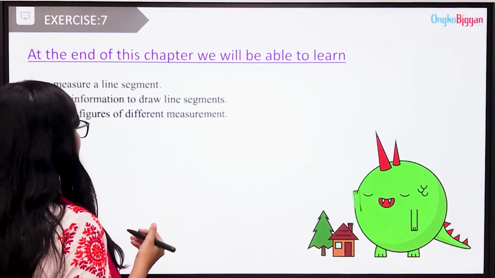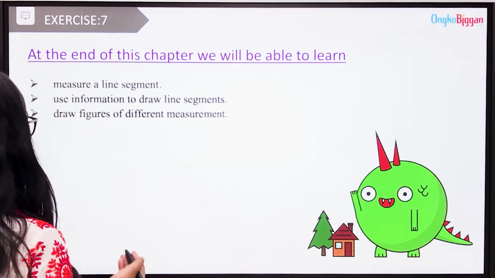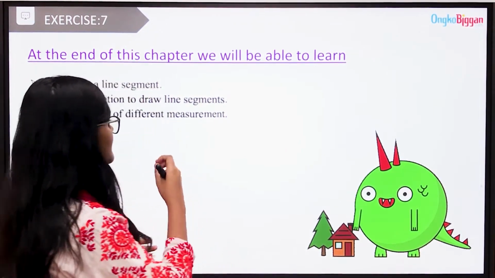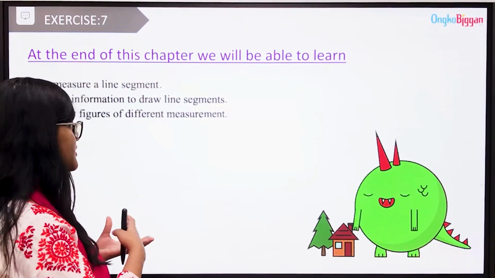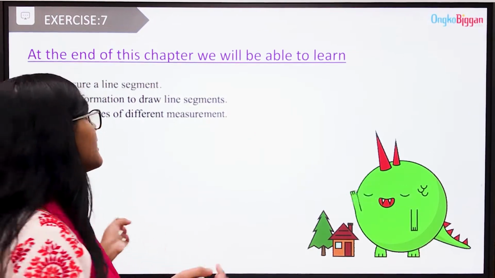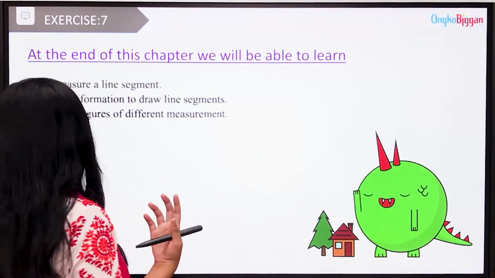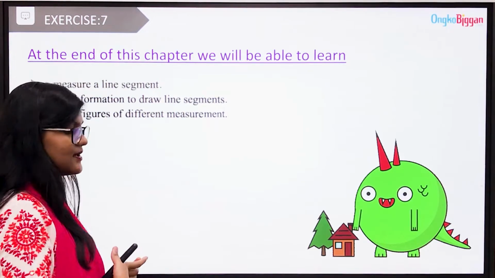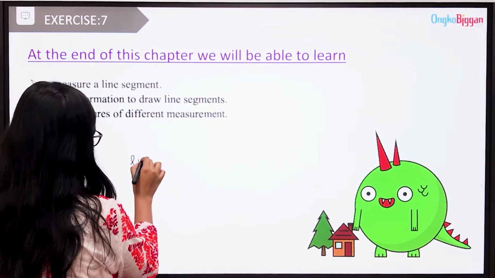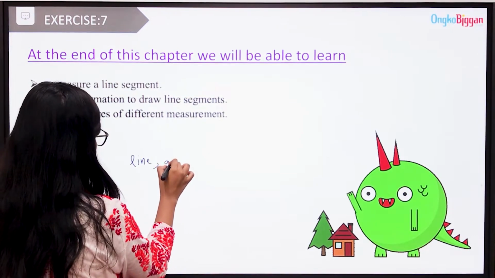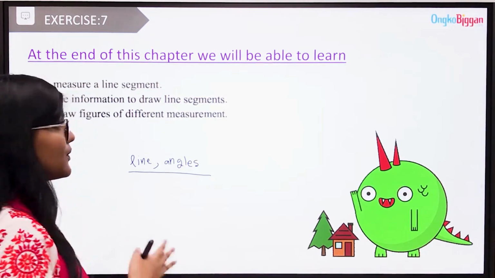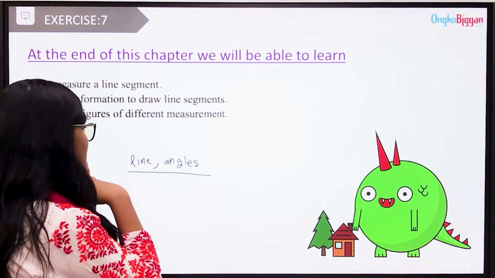Use information to draw line segments. Then we will draw different types of constructions, like learning how to draw figures using some given information. Then draw figures of different measurements. Then we will learn how to draw different line segments as well as different angles. Okay, so yes, it's going to be a very fun chapter.